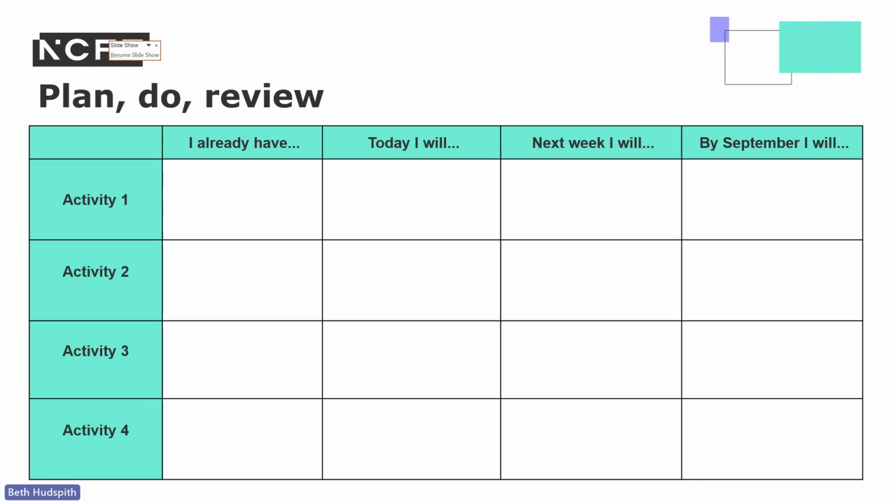And that's the sequence in your curriculum. It might be that you already have it in place. Today you might want to review it and look at the interleaving. And by next week, and then by September, hopefully we'll all be ready to go. So in your plan, do, review in your workbook for activity 1 related to sequencing the content in your curriculum, what have you already done? What would you like to achieve by today, next week and by September? So I'll just give you a few minutes to fill that in.